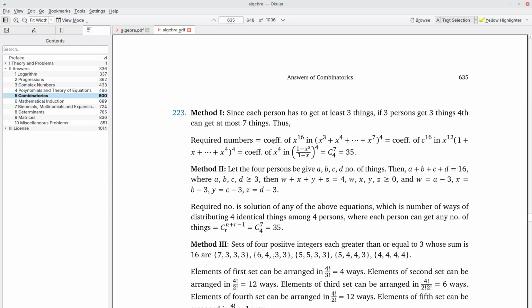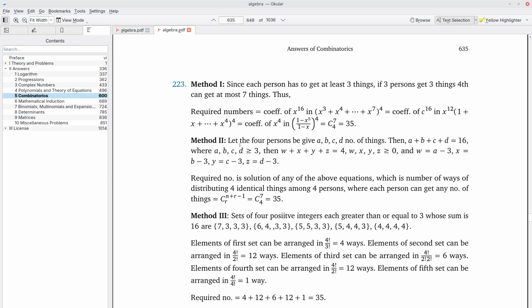So the required number will be the coefficient of x to the power 16 in (x to the power 3 plus x to the power 4 through x to the power 7) whole to the power 4. So we take x cube common, that is the coefficient of x to the power 16 in x to the power 12 multiplied by (1 plus x plus up to x to the power 4) to the power 4. So this should be the coefficient of x to the power 4 in ((1 minus x to the power 5) by (1 minus x)) whole to the power 4, which is equal to 7C4 or 35.